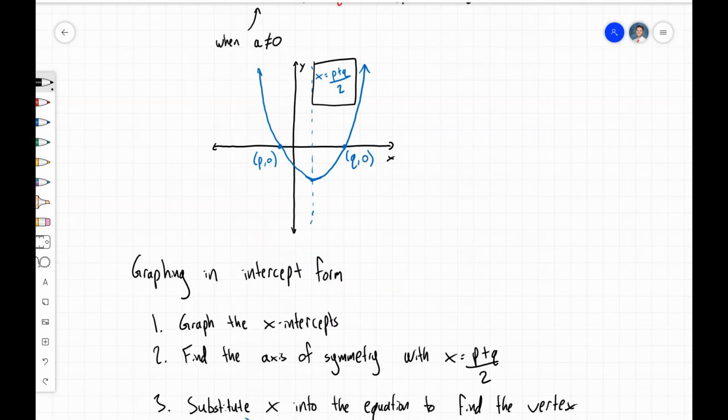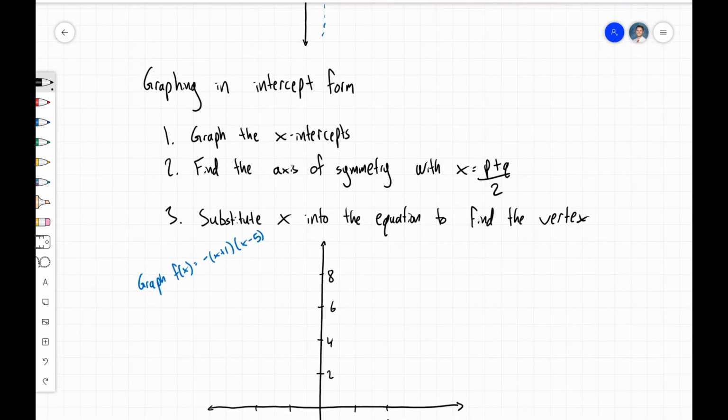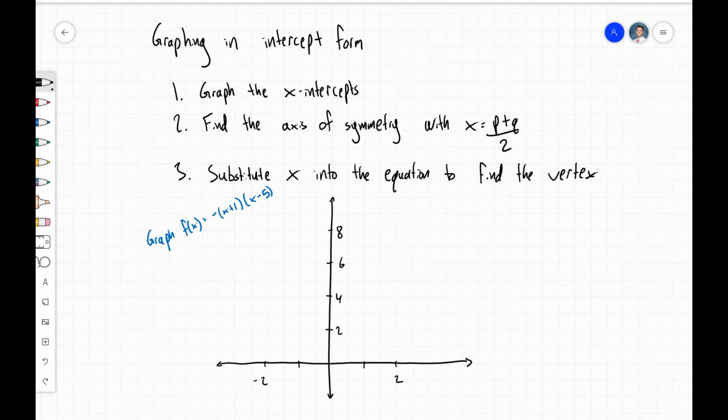Now let's practice graphing in intercept form. The first thing we want to do is graph our x-intercepts. Then we can find our axis of symmetry and use that x value to graph the vertex. So let's look at this one here. We have f of x equals negative times x plus 1 times x minus 5. That negative in front represents negative 1 as our a value.